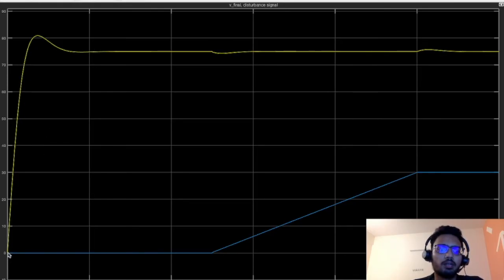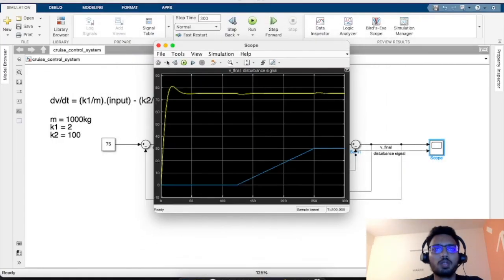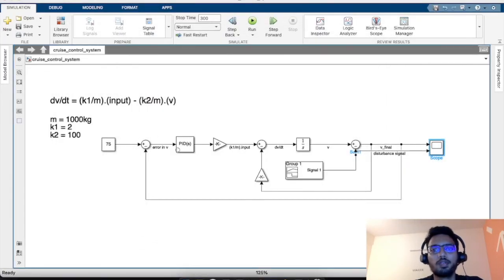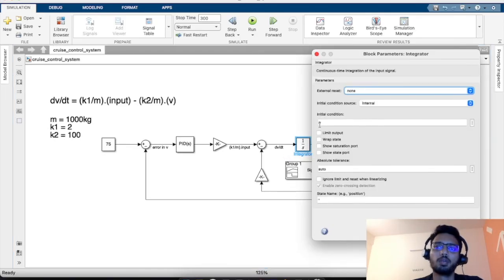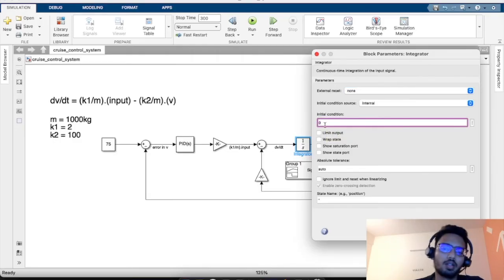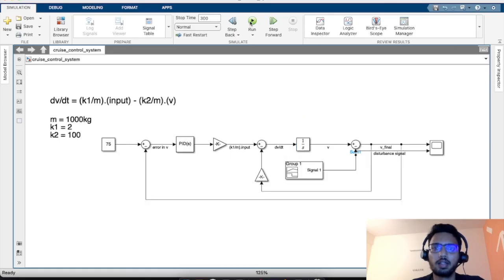Here the initial speed we have taken as 0. We can also change this to some other values. Suppose we want our initial speed to be 30, and from the 30 km per hour itself we want the cruise control to take control of the accelerator pedal, and then make the set speed as 70. We'll set this initial value to 30 and then run the simulation again.